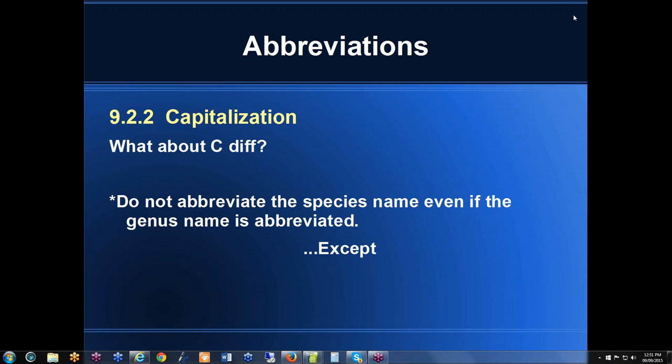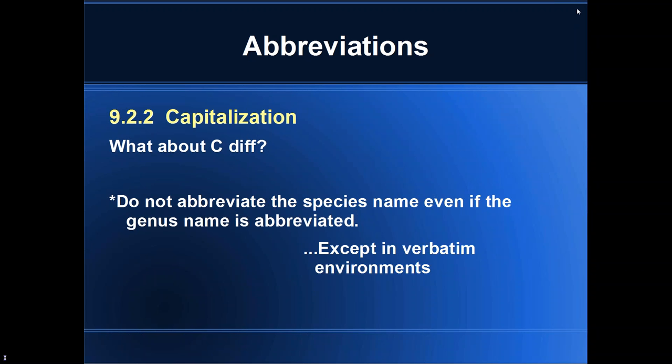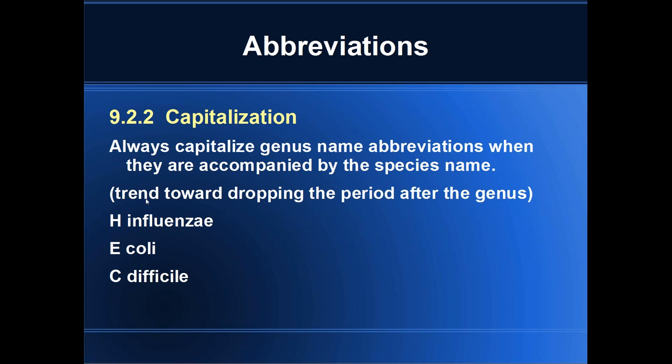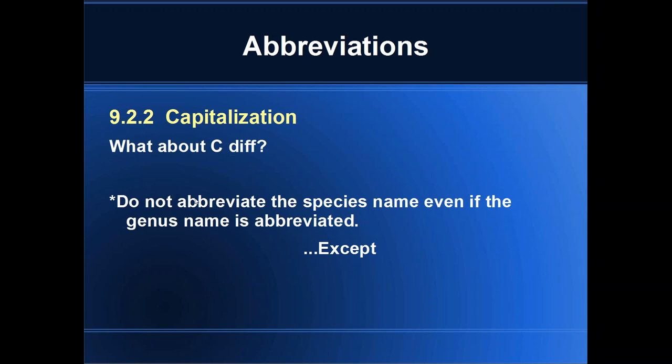So what do you think? Even though the Book of Style 9.2.2 on capitalization says do not abbreviate the species name, the second part, even if the genus name is abbreviated. Just to recap, back here, it says to capitalize the genus name when it is accompanied by the species name. And it also says, as an addendum just after that, do not abbreviate the species name even if the genus name is abbreviated. So you think, well, C. diff then wouldn't be appropriate. We have to actually put C. difficile because of this rule that says do not abbreviate the species name.